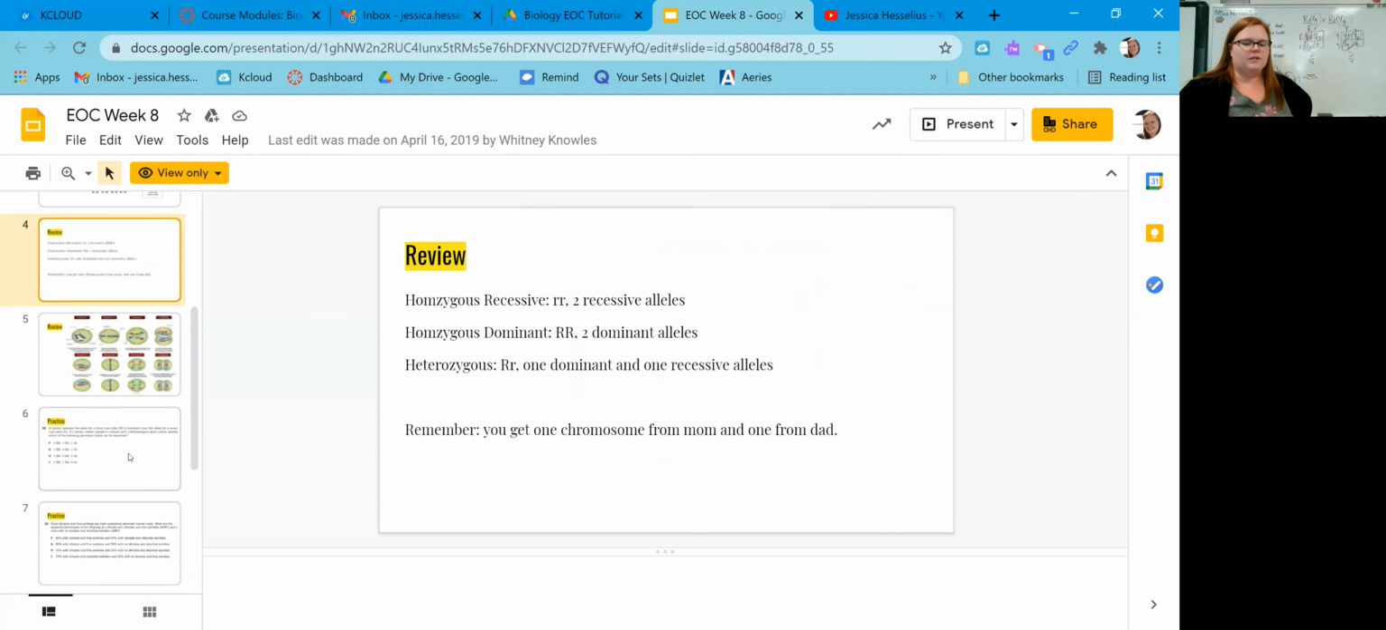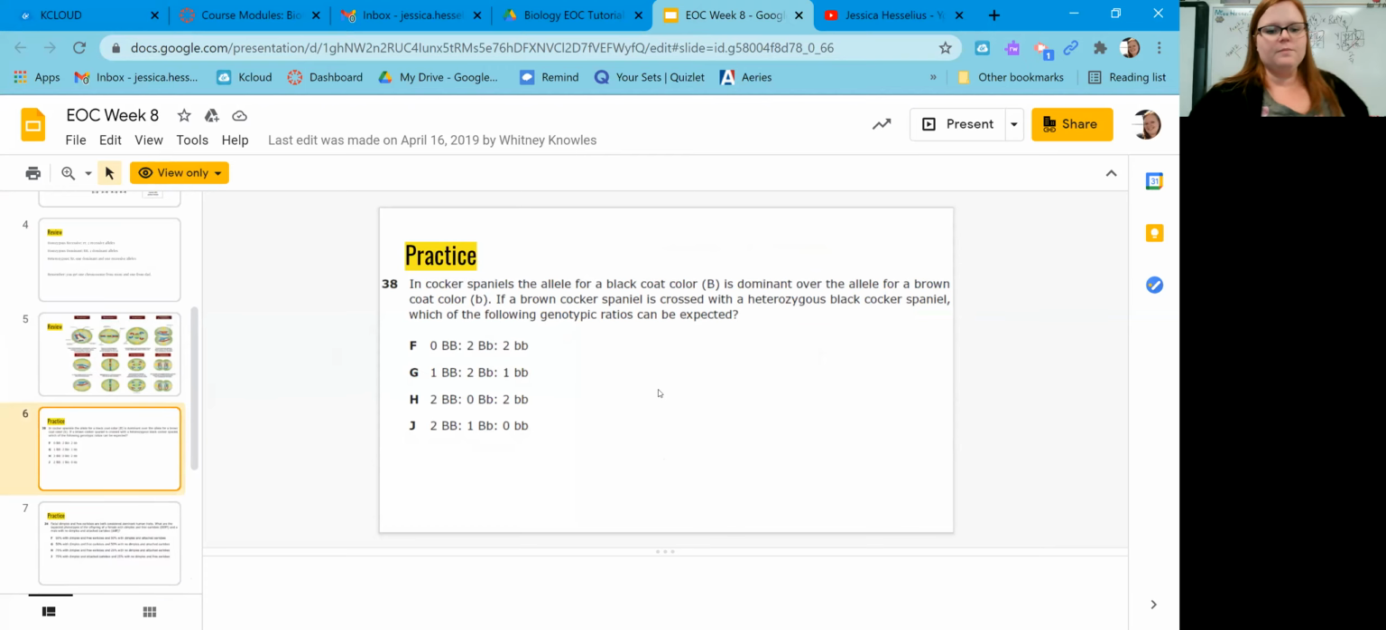Let's look at some practice questions now. So in Cocker Spaniels, the allele for black coat color is dominant over the allele for brown coat color. If a brown Cocker Spaniel is crossed with a heterozygous black Cocker Spaniel, which of the following genotypic ratios can be expected? I'm gonna show you on the board what I would do if I was taking this STAAR test and needed to answer this question.